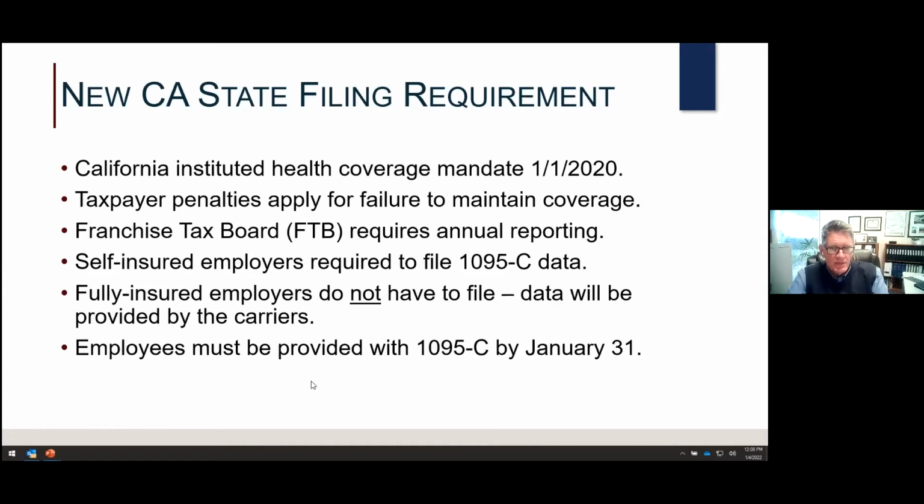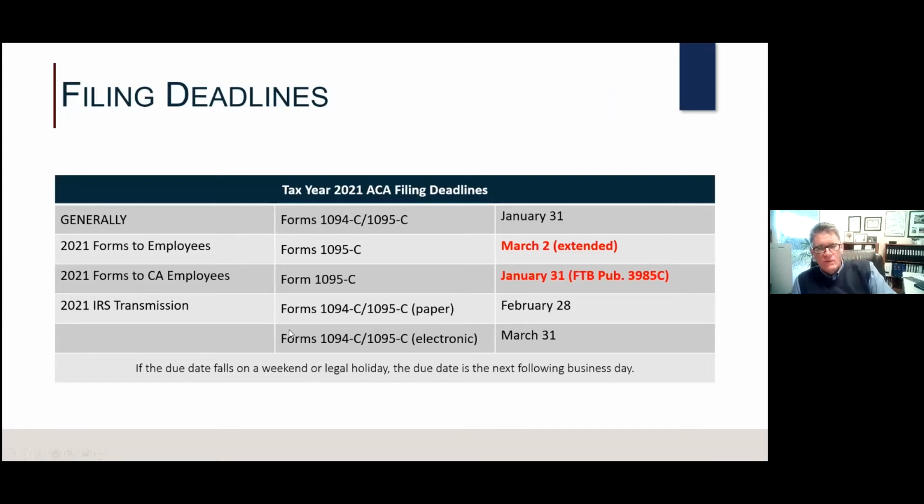The federal due date this year is generally January 31st, but this year, as in prior years, the IRS has provided an extension. So under the federal guidelines, you have to provide your forms to employees by March the 2nd. However, if you have California employees, those forms have to be provided according to the Franchise Tax Board by January 31st. So we're encouraging everybody to get this filing done as early as possible, and certainly before January 31st.